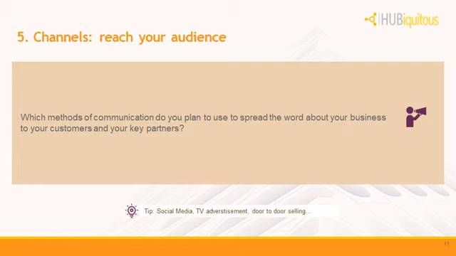And once we have defined the different relationships that we want to set with our customers, we have to define the channels that we are going to use to implement this customer relationship. So these channels, which are the tools that we are going to use, help us to reach our audience, okay? So we have to define the methods of communication that we are planning to use in order to spread the word about my business and to reach new customers and also our key partners, because the communication channels are also really important to create synergies with potential partners, okay?